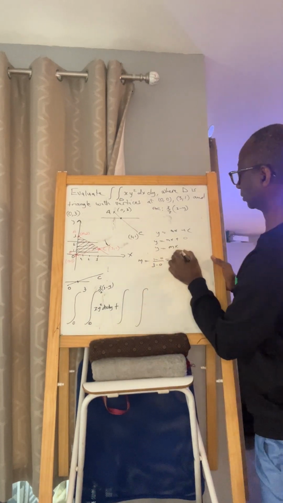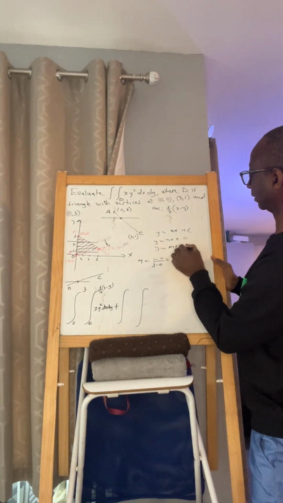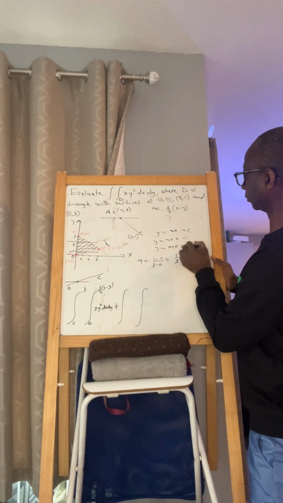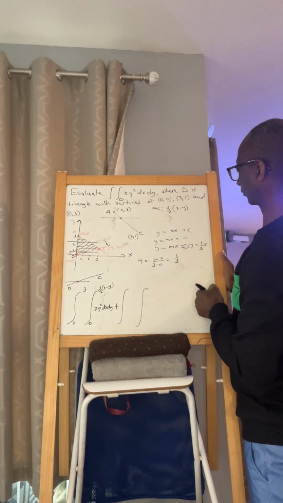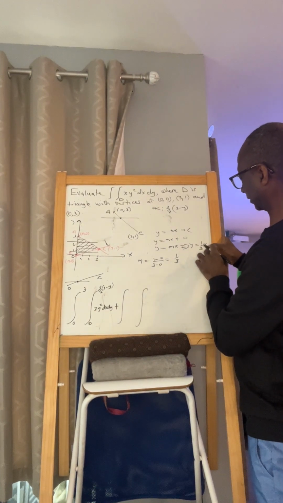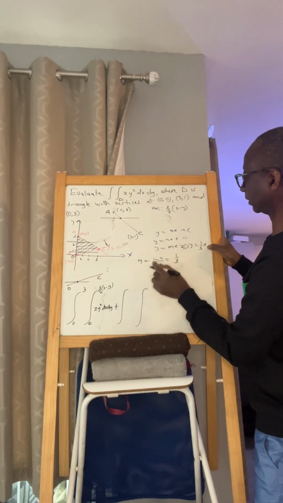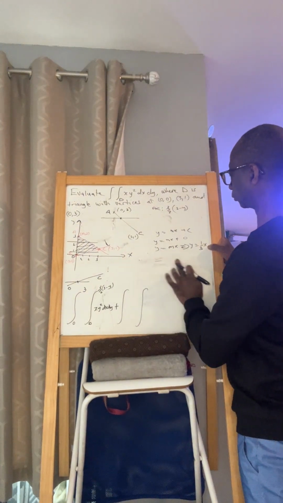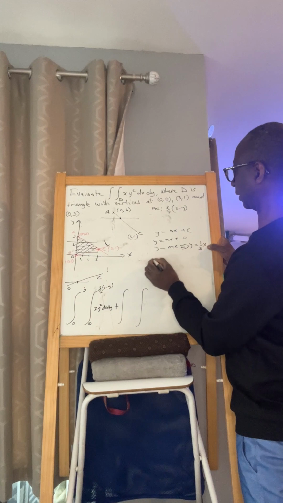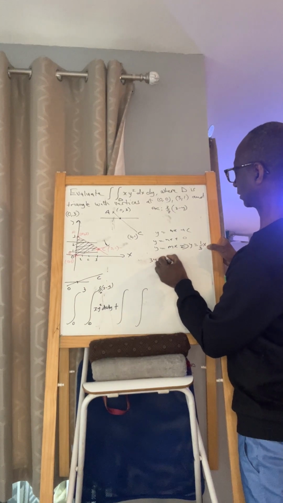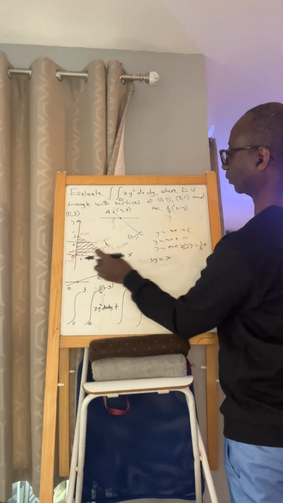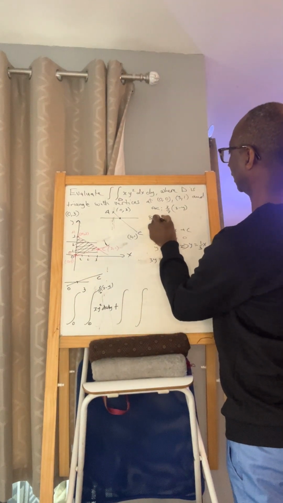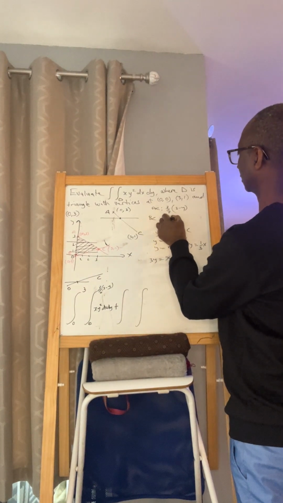So m is 1/3. If you bring 1/3 here, now this is going to be y equals 1/3 x. But as I told you, I want x, not y. So this is going to be 3y equals x. So for BC, x is 3y.